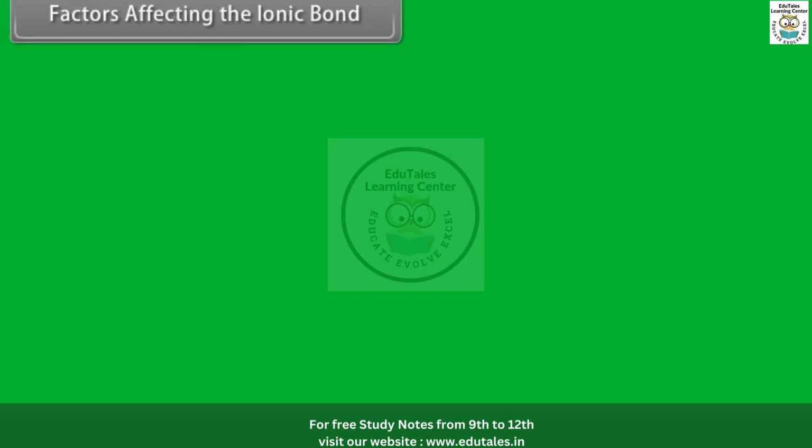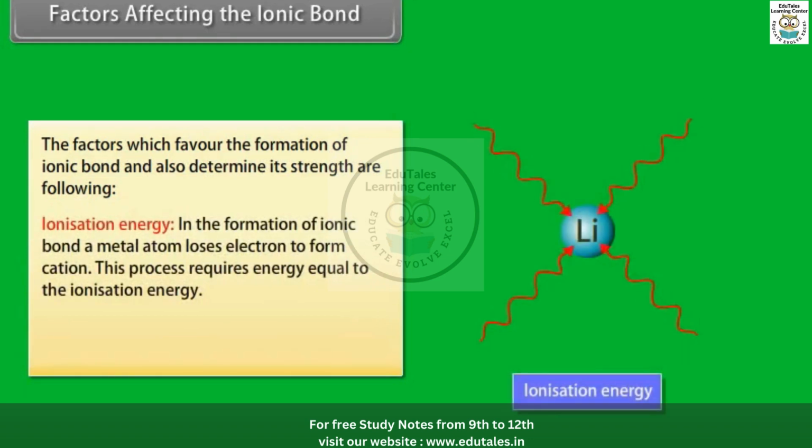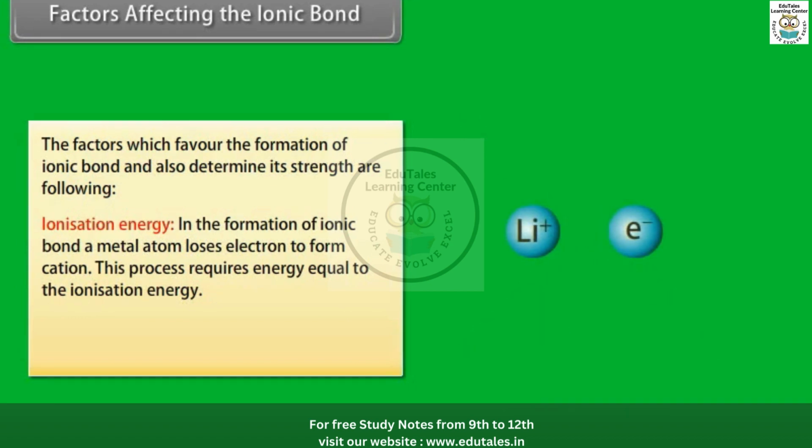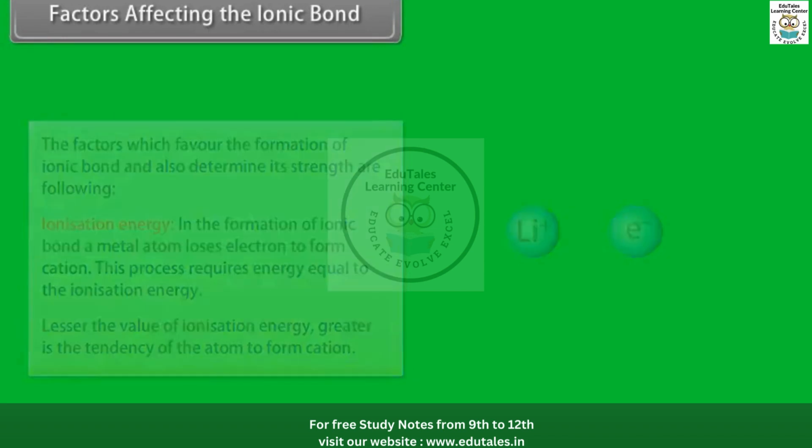Factors affecting the ionic bond. The factors which favor the formation of ionic bond and also determine its strength are the following. Ionization energy. In the formation of ionic bond, a metal atom loses electrons to form cation. This process requires energy equal to the ionization energy. The lesser the value of ionization energy, the greater is the tendency of the atom to form cation.